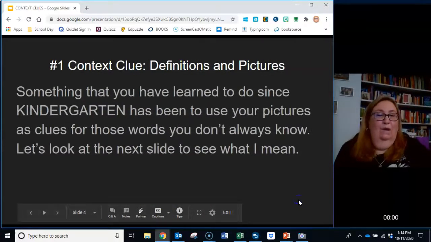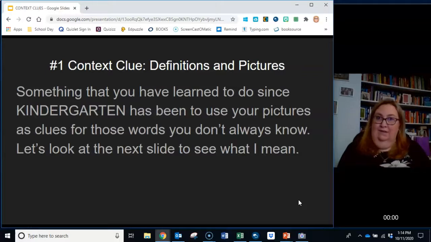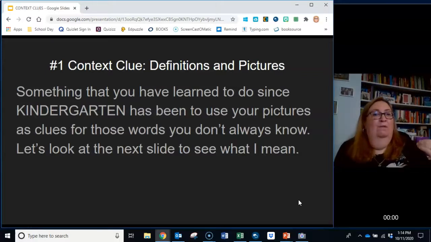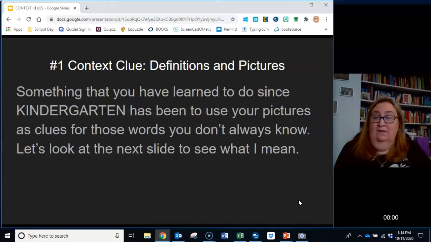Now, we're going to back up from words just a little bit. And we're going to do something that you've learned to do since kindergarten. Since you first started learning to read, your teachers taught you to use the pictures and look for clues to help you understand what the words meant. And just because we're fifth graders now doesn't mean we still can't do that.